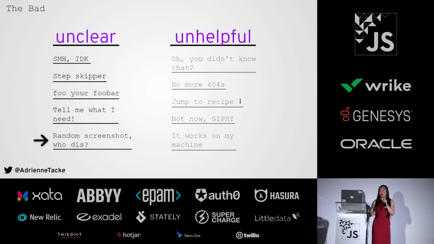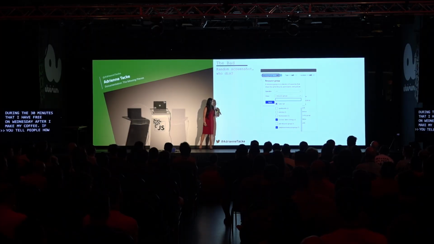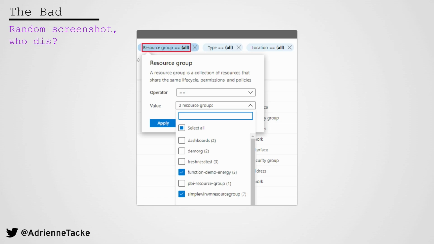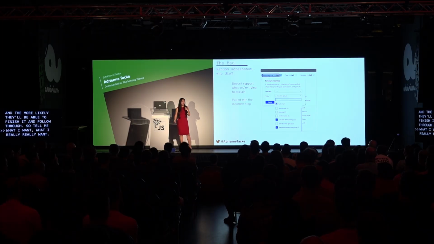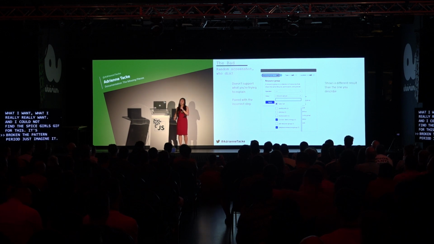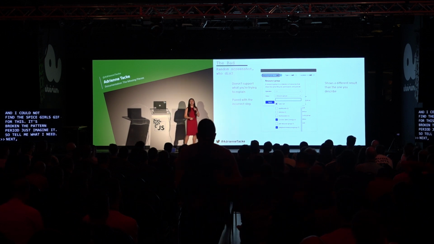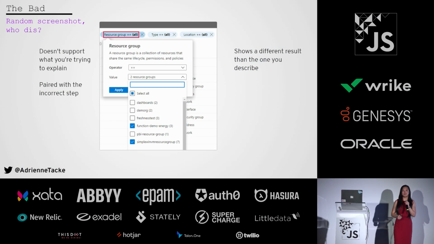Next, unclear part is random screenshot who dis. So here's a really nice looking screenshot. But out of context, it could be really, really useful, or it could be completely useless. What makes it useless? If the screenshot you have doesn't support what you're trying to explain, don't put it in there. If it's paired with the incorrect step, make sure it's paired with the right step. If it shows a different result than the one that you're describing, or worse, it's outdated, or the UI looks different, don't use that screenshot.